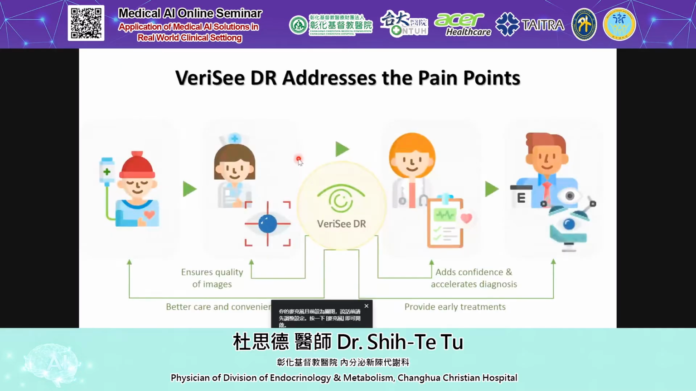Now, after we implemented VeriSee DR, we can ensure the quality of the image because it is checked by the AI. The second benefit is that it provides better care and convenience for our patients. And since the report is finished by our endocrinologist, now we have AI support, so we can add confidence and accelerate the diagnosis. Then we designed a system, which we will talk about later, so that we can provide early treatment in cooperation with our ophthalmologists.